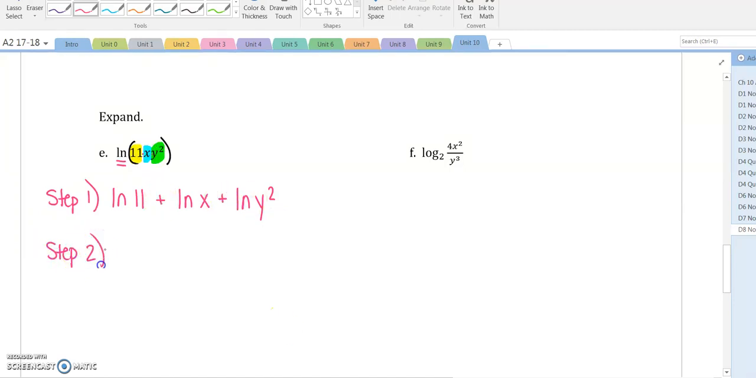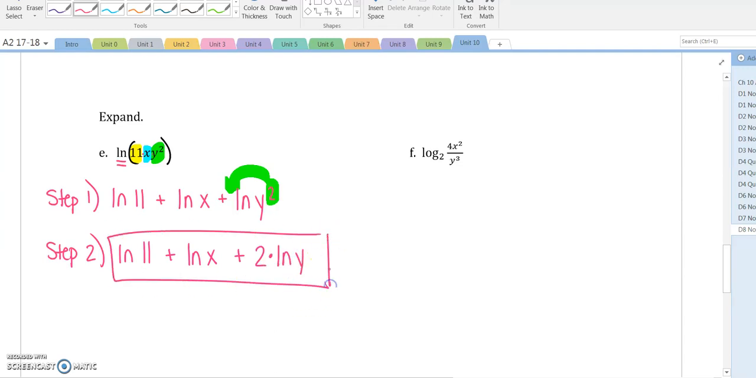Alright, and then step 2, find any exponents and bring them to the front. Only one exponent, so everything else is going to stay the same. 2 times the natural log of y. And there's my final answer. Alright, let's try one more with a denominator so you can kind of see the difference between when there's a denominator and when there's not.